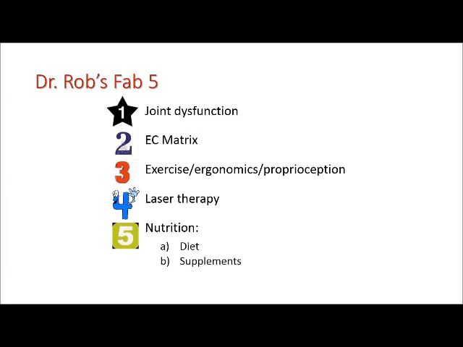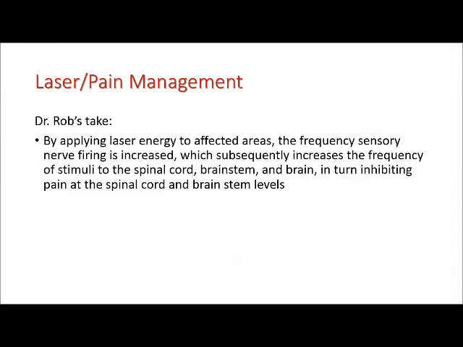For me, my big Fab 5, when a patient walks in, very simply, number one, joint dysfunction. I always look at joint dysfunction first. Number two, as I go from the inside out, I look at the extracellular matrix. Once again, the cartilage, the tendons, the ligaments, and the fascia. Number three, always seeing and determining if the patient is exercising, how they're performing their exercise, their ergonomics. Are they having any proprioception issues, and what proprioceptive moves to increase? Number four, without question, laser therapy. And finally, not last, but quite important, nutrition. Number one, their diet, and number two, supplements to diet.